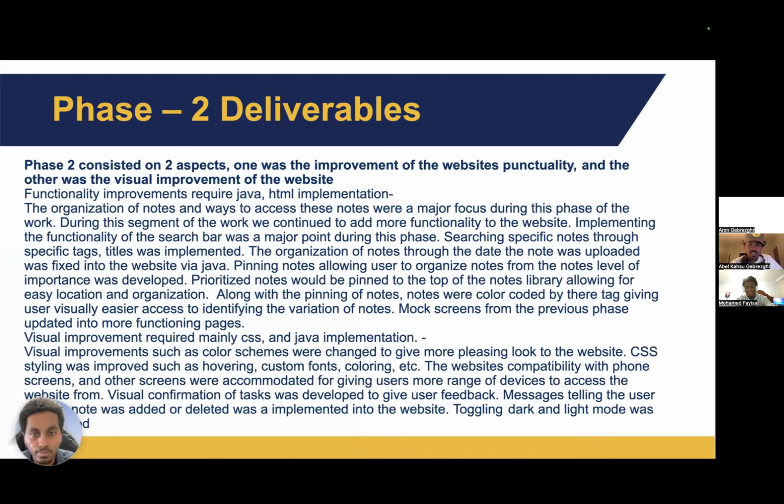All right. For phase two, we just focused on two aspects, which were the visualization and the functionality of the actual note-taking website. For functionality, we used HTML and JavaScript, and for the visual improvements, we used mainly CSS and some JavaScript. The main thing added in this phase was the search bar, where you could find notes by tags, titles, or content, which would make it easier for the user to organize and find notes. We also had a sorting organization where it was sorted based off the date it was added, so the older ones are presented later on.